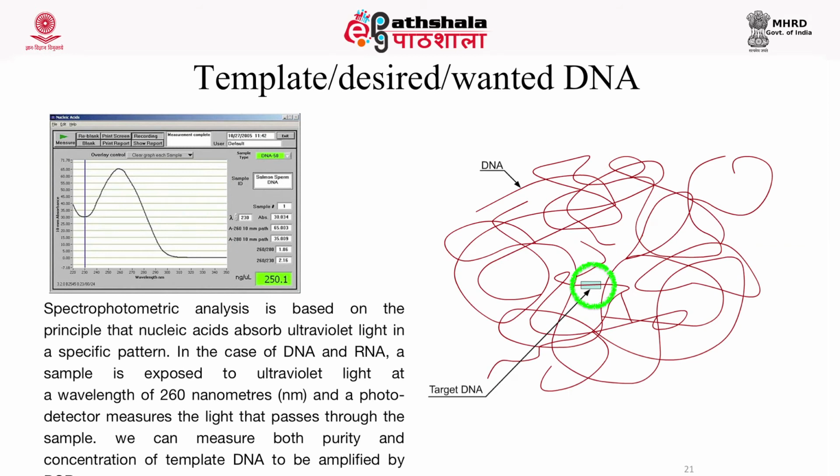On the left hand side, you can see a spectrophotometric analysis of the DNA sample for PCR reaction. This analysis is based on the principle that nucleic acid absorbs ultraviolet light in a specific pattern. In the case of DNA and also RNA, a sample is exposed to ultraviolet light at a wavelength of 260 nanometers and a photodetector measures the light that passes through the sample. Using this method, we can measure both purity and concentration of template DNA, which is to be used for amplification in PCR.